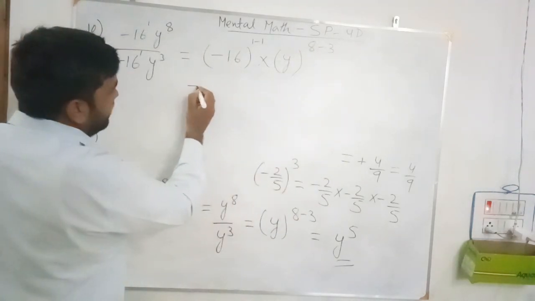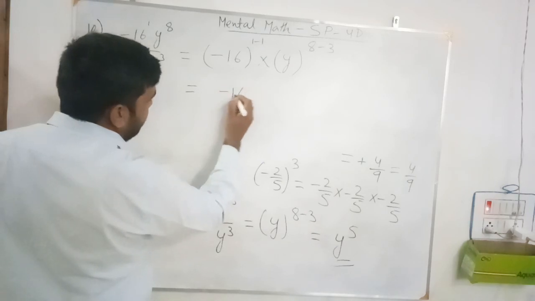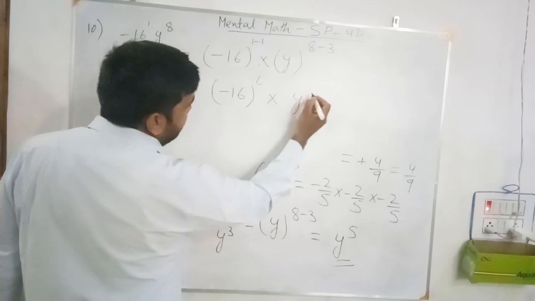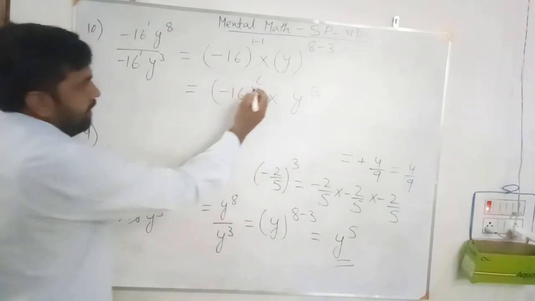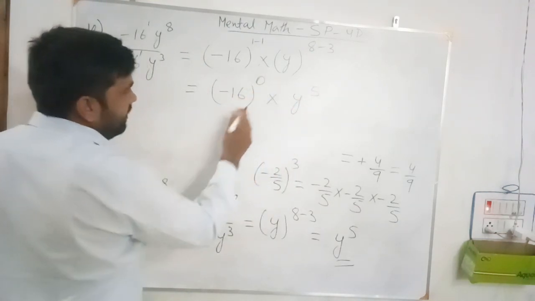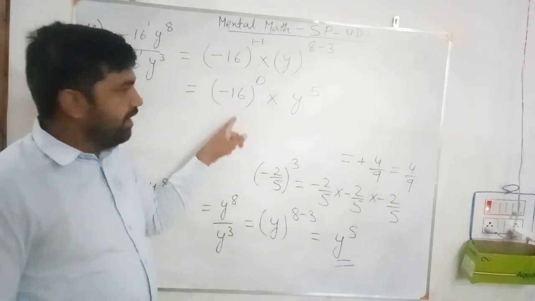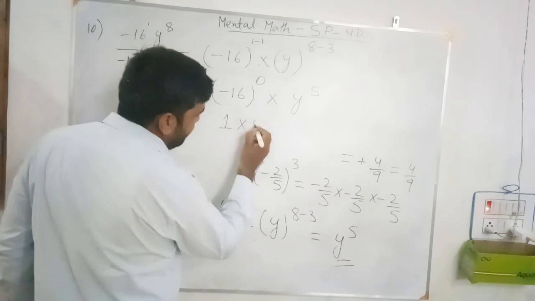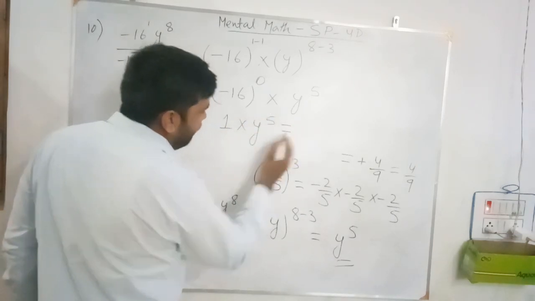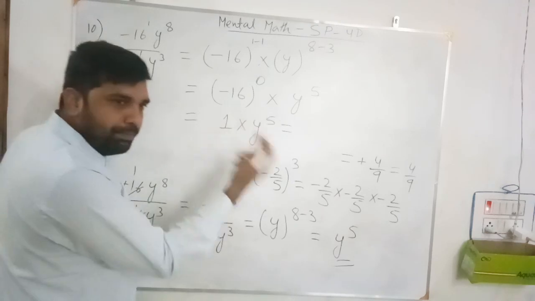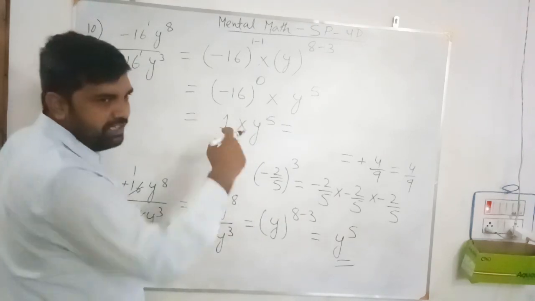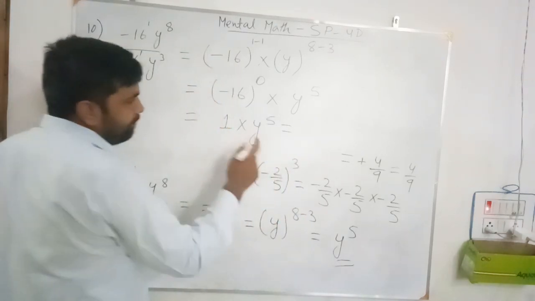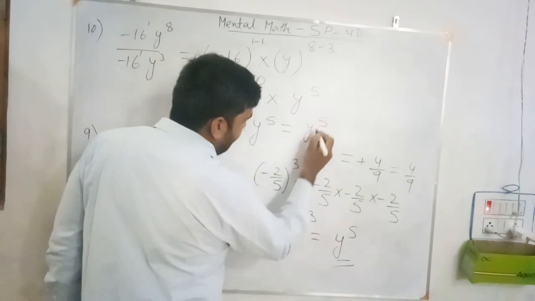Now see here, what did you get as the answer? Minus 16 to the power 1 minus 1 gives you 0. y to the power 8 minus 3 gives you 5. Now apply the zero law of exponent. Any base having power 0, value 1. 1 multiply y to the power 5. If you multiply any number by 1, you will get the same product. If you multiply 1 by 5, you will get 5. If you multiply 1 by 7, you will get 7. If you multiply 1 by y to the power 5, you will get y to the power 5.